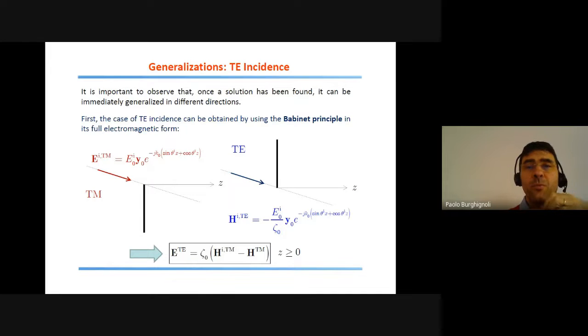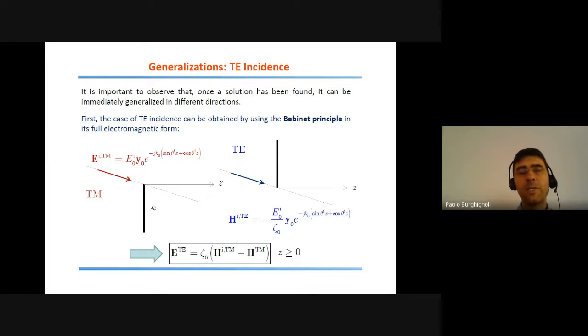Some further remarks before entering the solution. This problem, this Sommerfeld problem, can be generalized in different directions. For example, if we know the solution for the incident wave, which is TM polarized, then we can easily obtain the solution for the dual polarization, that is for a plane wave that is TE polarized, which means that now the magnetic field would be parallel to the edge of the half plane. That is because, as you know, there is a powerful theorem, the theorem of Babinet, which relates the two configurations, which are basically dual, or they can be treated as if they were dual.